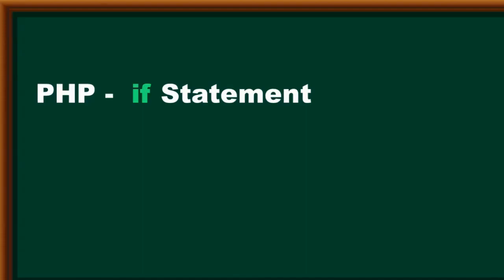In this lecture, I will be explaining what the PHP if statement is and how it works. The if statement is used to execute a block of code based on a condition that is true. So if one condition is true, it will execute a block of code. If not, it doesn't execute the code at all.